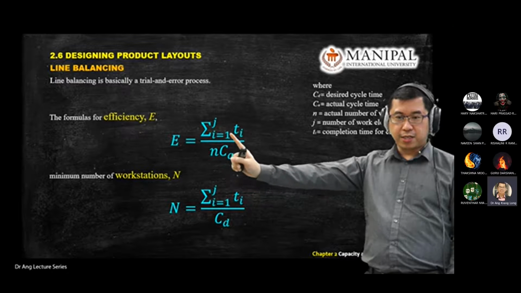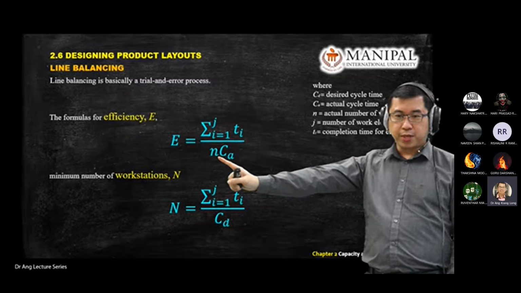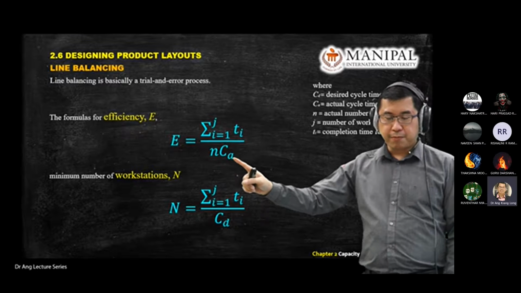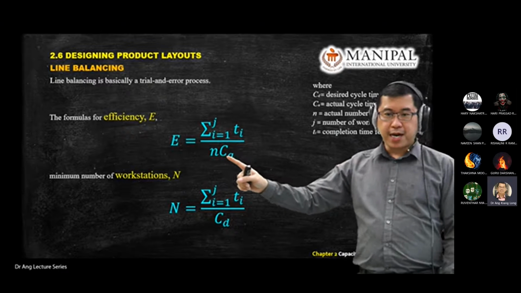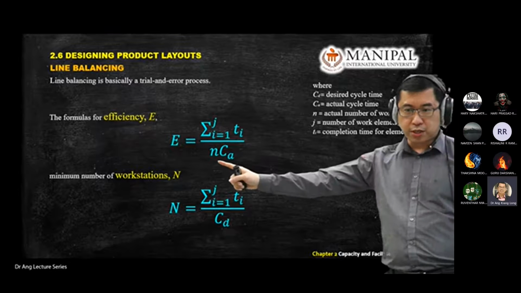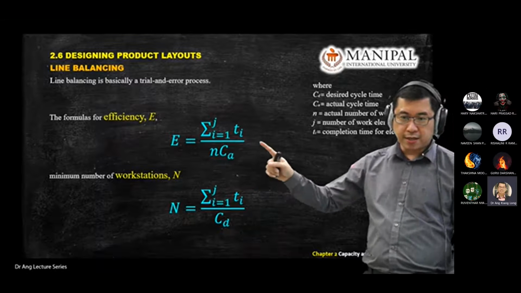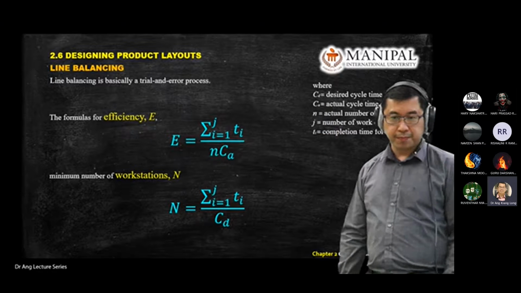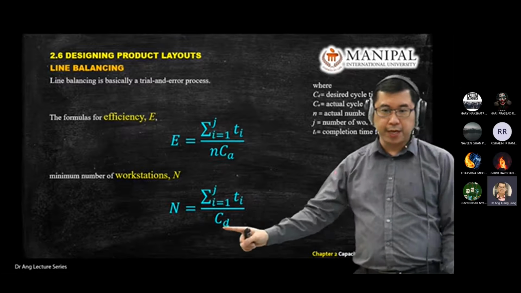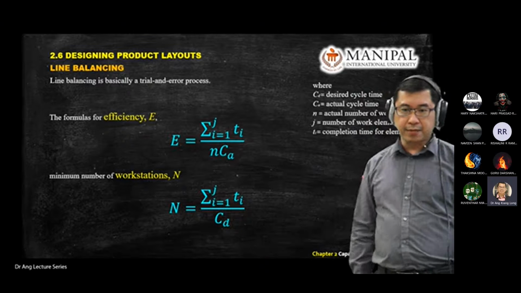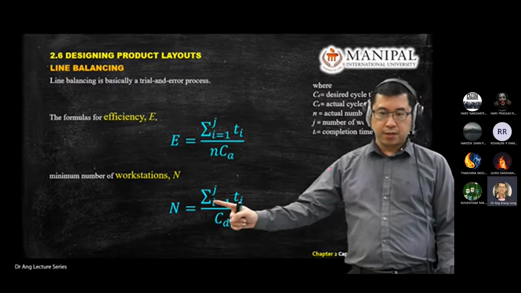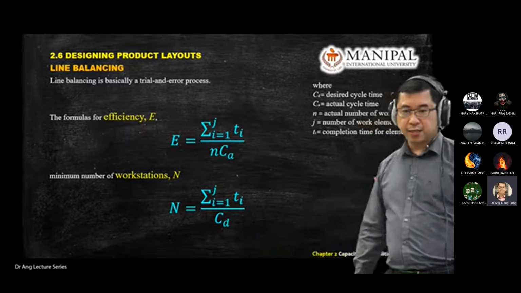Divided by, this is your output, right? This is your input. So for your input, you take CA, the actual time at each workstation, or actual time to process, multiplied by the number of workstations. Sorry, this one is the actual number of workstations multiplied by the actual cycle time. Then for the minimum number of workstations, we also have one formula there: total time divided by the desired cycle time. So this one is the total time in your process divided by the desired cycle time.